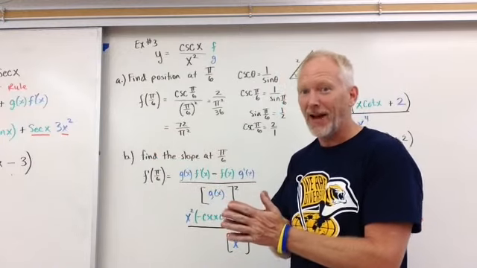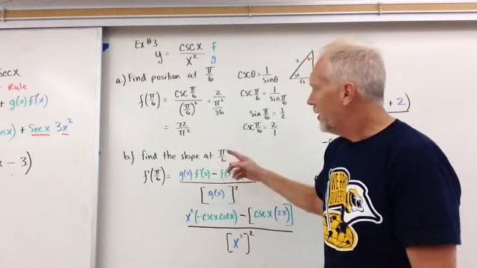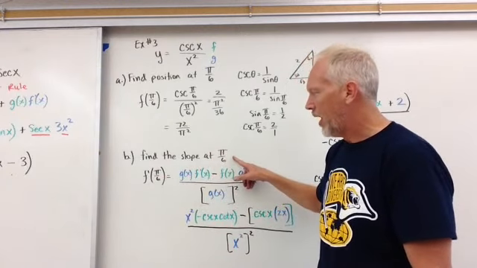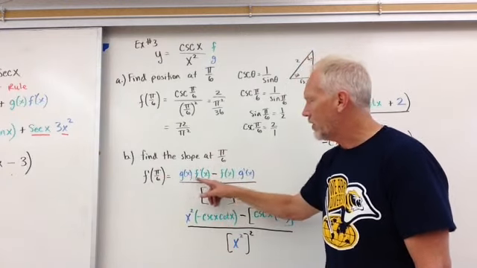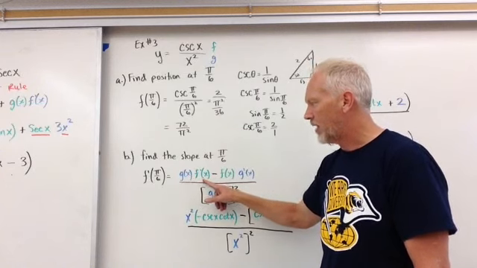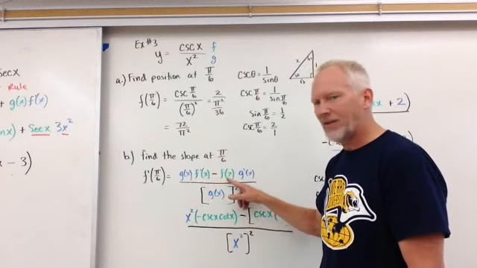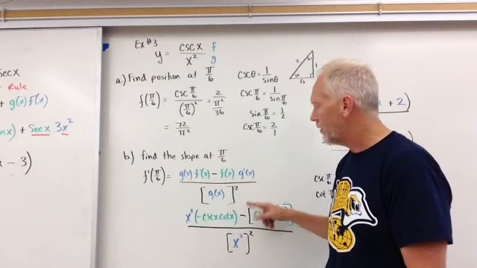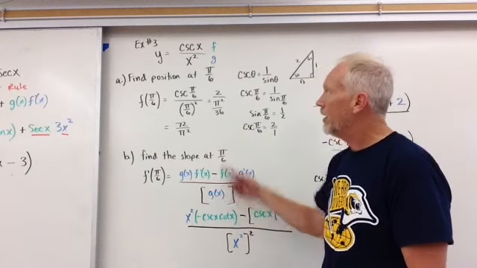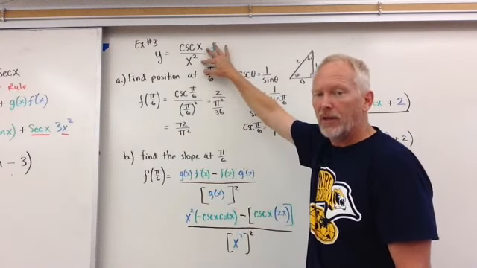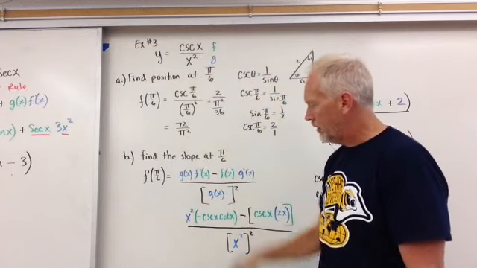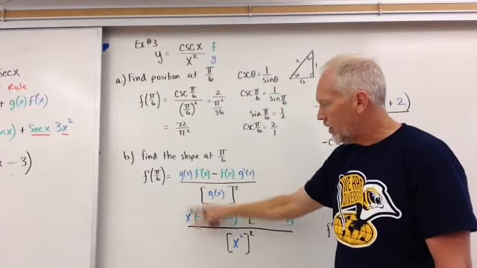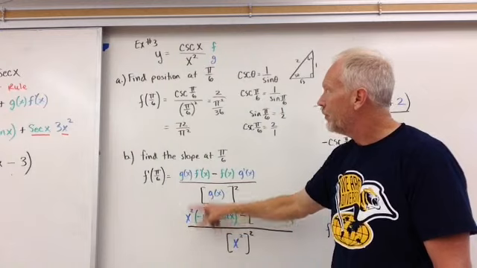Okay, now the big part is when we want to find the slope at pi over 6. So we have a situation at g of x times f prime of x minus f of x times g prime of x all over g of x squared. This is going to require the quotient rule. So our g of x is x squared, right?